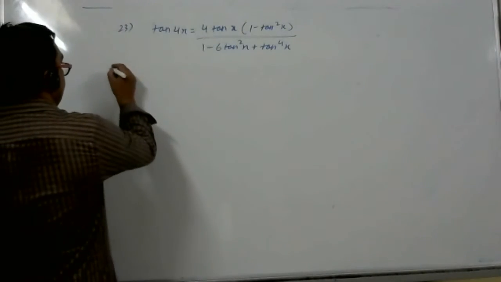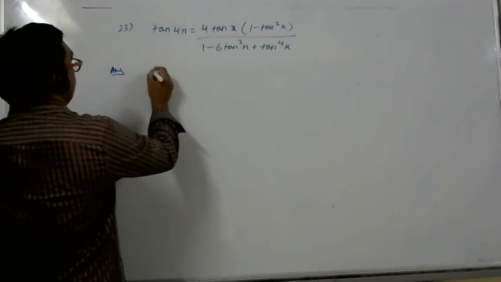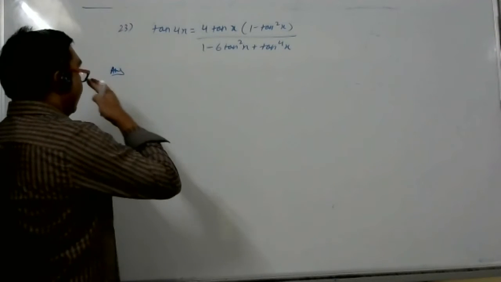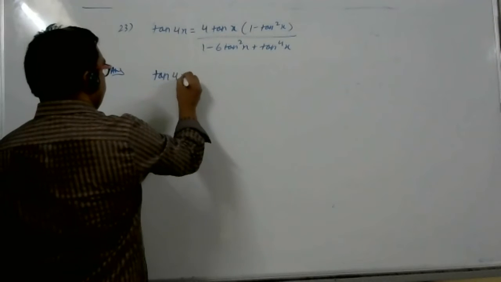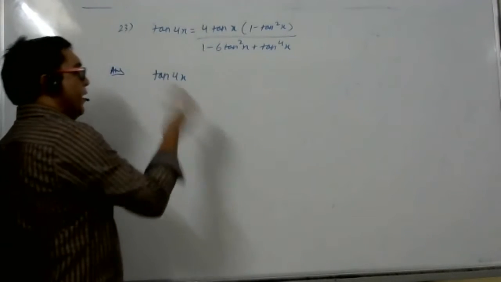Are you understanding what I'm saying? Yes, sir. So although tan 4x is a small term, we have to start here only. And there is no rule, there is no way by which we can identify.